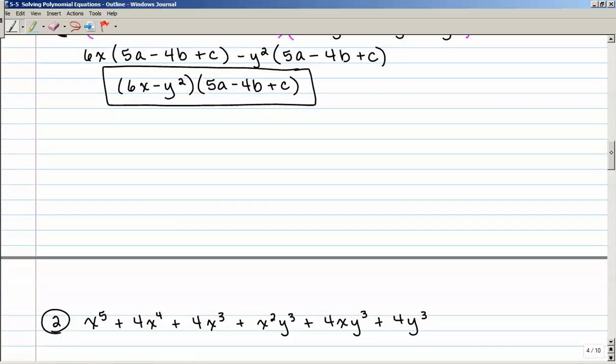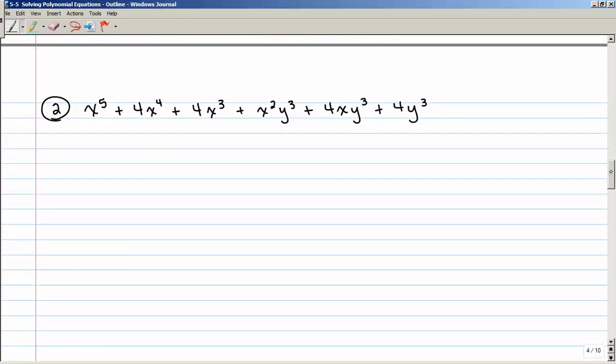Let's take a look at another example here. Wow, x to the 5th plus 4x to the 4th plus 4x to the 3rd plus x squared y cubed plus 4xy cubed plus 4y cubed. Okay, again 6 terms. Again, I'm seeing a bunch of x's here. I have x's here, but I also have y cubes in those. So I'm going to go grouping. Group my first 3, group my last 3, and start looking for common factors.